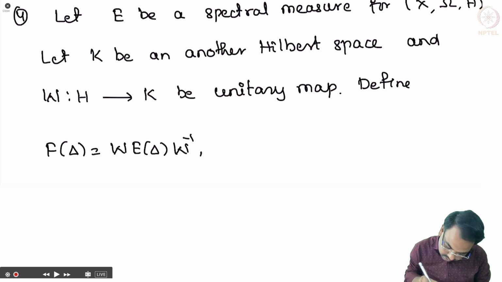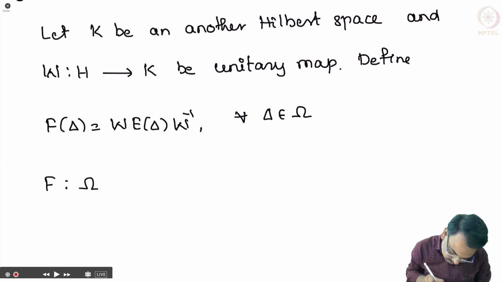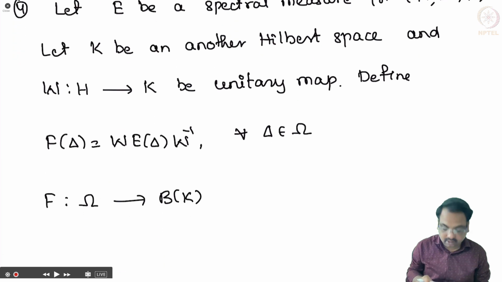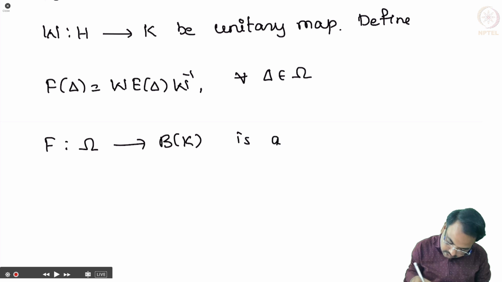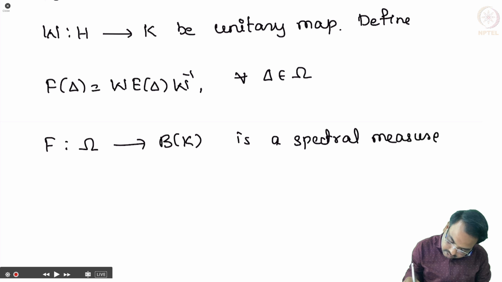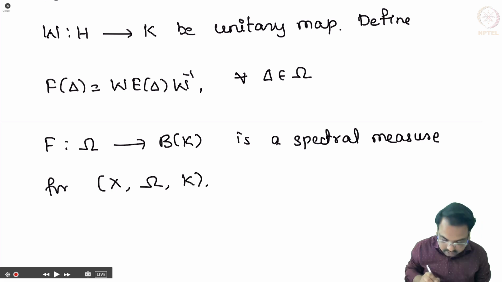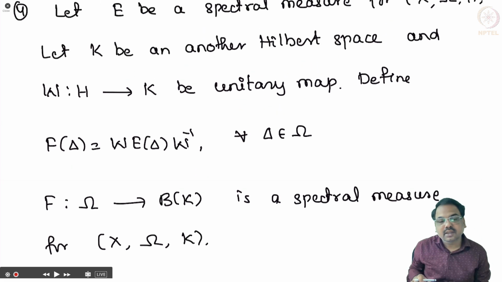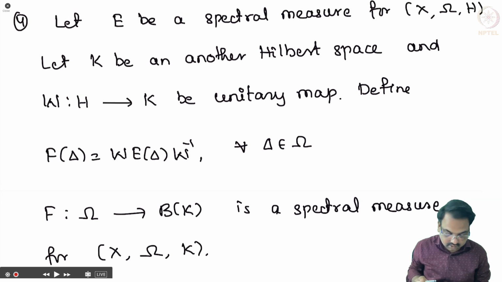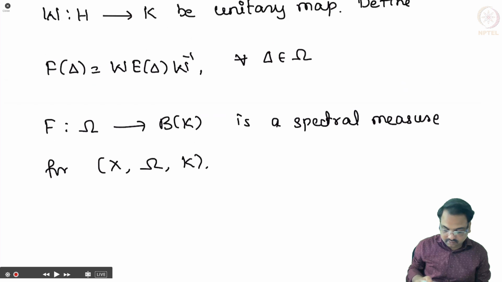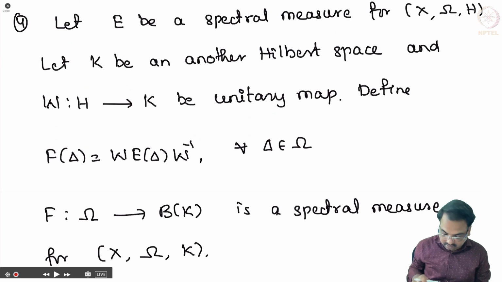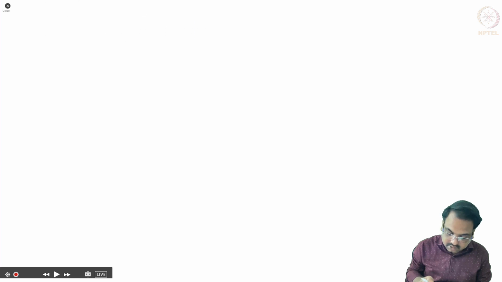So that means F is a map from omega into B of K. Earlier E is a map from omega into B of H. So this is a spectral measure for X, omega and K. Okay, that means we can actually generate spectral measures using the existing spectral measures. Okay, so these are a few examples of spectral measures. Let us look at some important properties of spectral measures.